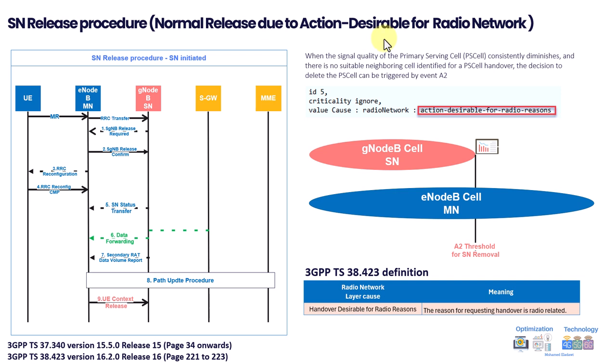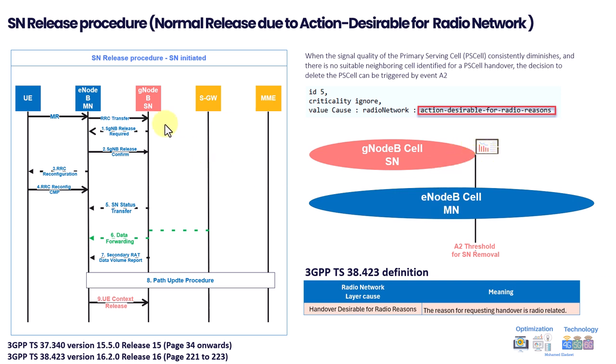We have the A2 threshold, which is for removal of the secondary cell. For example, if you look at this figure, in this case we have A2 configured. Once you reach the A2 threshold, you are at the edge coverage of the gNodeB. In this case, the master node will request removal, since it already knows that this particular user is below, or worse than, the A2 threshold.